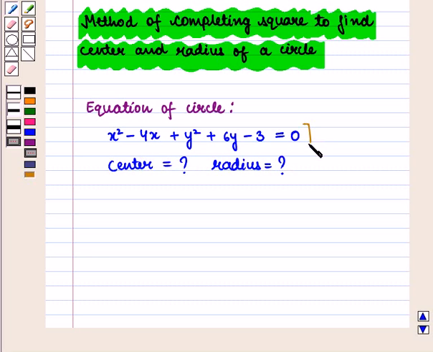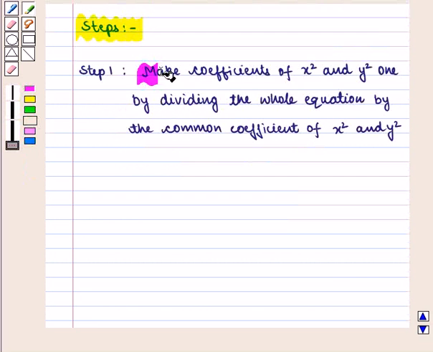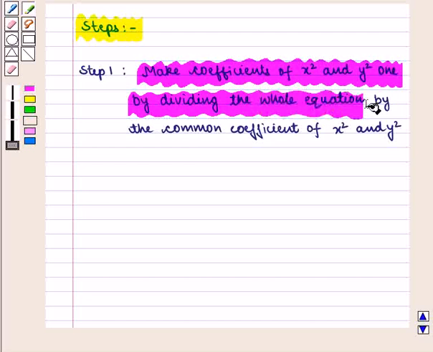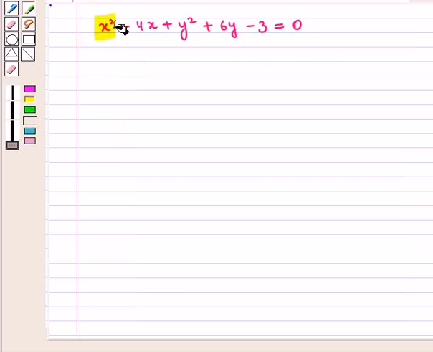So, we will first convert it into standard form. For that we need to make perfect squares. We will follow the following steps. The first step is make coefficients of x square and y square 1 by dividing the whole equation by the common coefficient of x square and y square. Here it is already 1, so we leave it as it is.